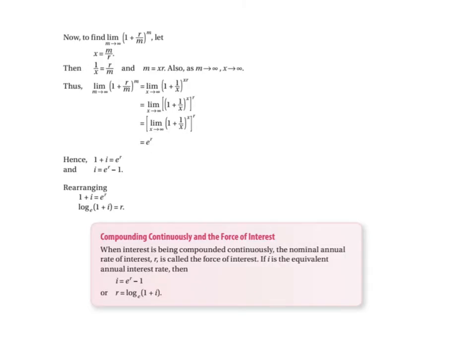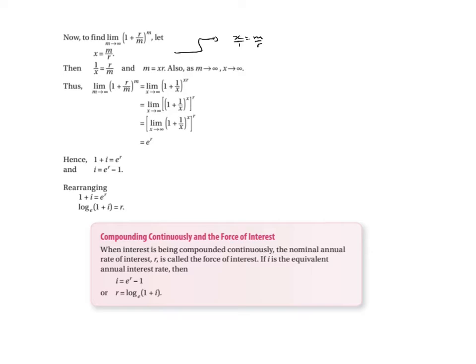So let's have a look how this limit works. We need to find this limit as M heads off to infinity of (1 plus R over M) to the power of M. So we're going to arbitrarily say that X is equal to M over R. We're introducing a new variable X, and we're saying X is equal to M over R. Then this means that 1 over X is equal to R over M. Now, if you're not sure why that is, I'll just quickly show you. What we have here is X is equal to M over R, and that's the same as X over 1.